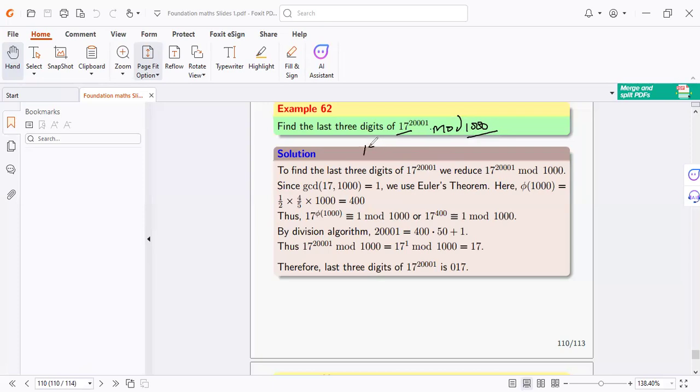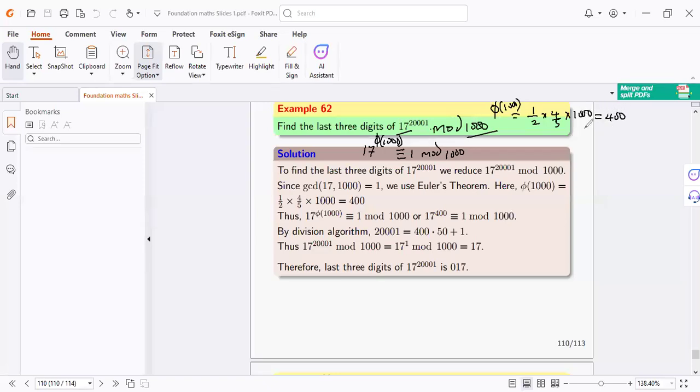So what the Euler theorem says is 17 raised to phi of 1,000 will be congruent to 1 modulo 1,000. The prime factors of 1,000 are still 2 and 5. So that means 1 minus 1/2 times 1 minus 1/5 times 1,000 gives you phi of 1,000, which is 400.